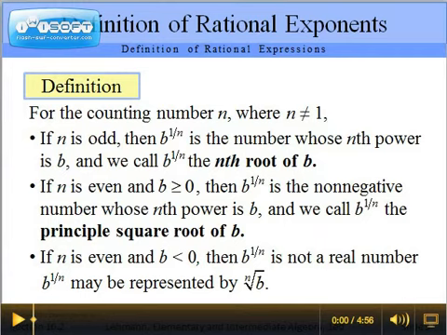If n is even and b is less than 0, then b raised to the 1 over n is not a real number. B to the 1 over n may be represented by the nth root of b.